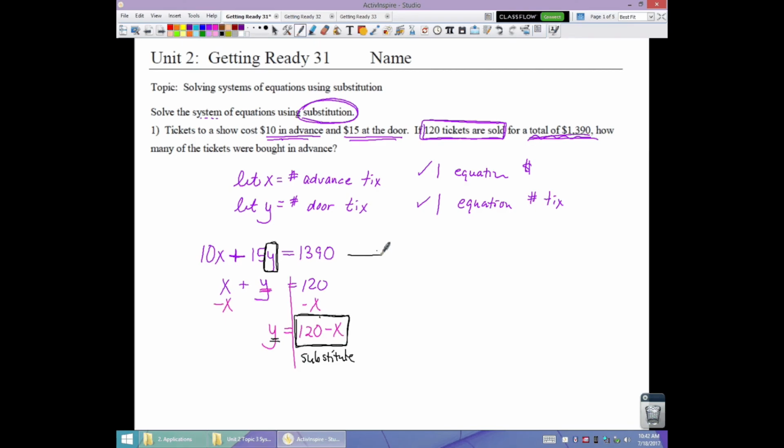All right? So that will give me 10x plus 15 times the box equal to 1390. All right. And at first glance, that looks like you just made your problem harder. Why did I do that?